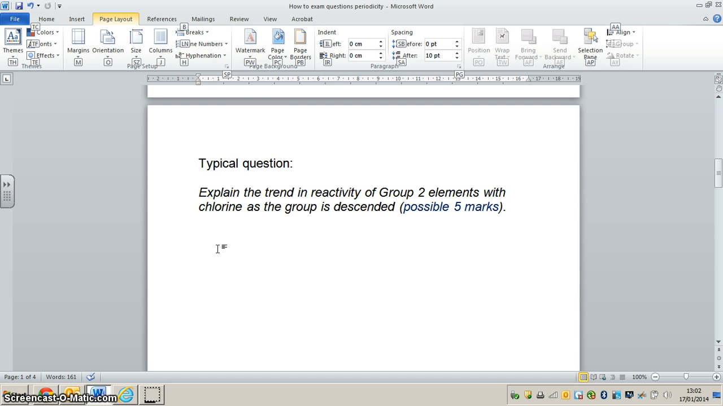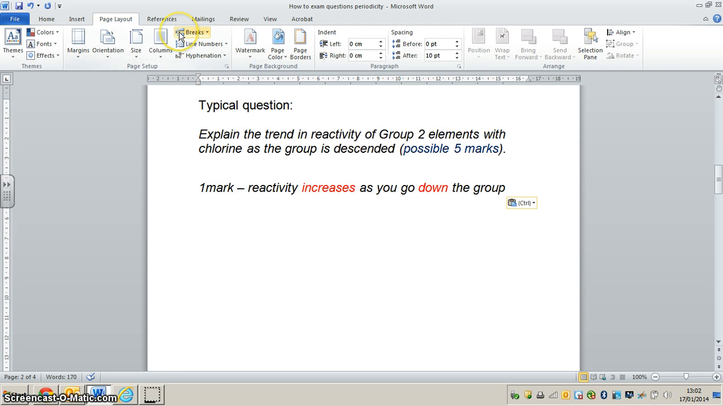So let's now consider the first marking point. Now this is quite simple. 1 mark for the bold statement that reactivity increases as you go down group 2. So the reactivity of the elements with chlorine increases as you descend the group. That's straightforward, 1 mark. You could reverse that and say elements at the top of group 2 are less reactive with chlorine than those lower down the group. The same thing in reverse.